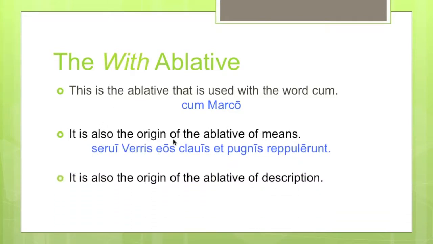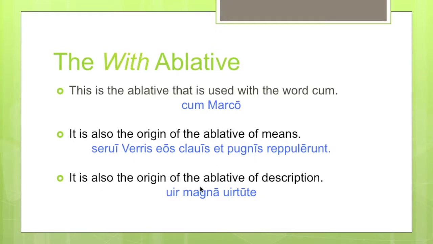It is also the origin of the ablative of means. For instance, servi Verres eos clavis et pugnis repulerunt. The slaves of Verres repelled them with clubs and fists. With clubs and fists is in the ablative, and it has the sense of with. This is a good example of the with ablative.